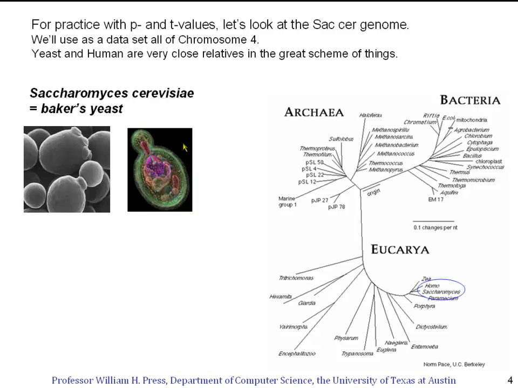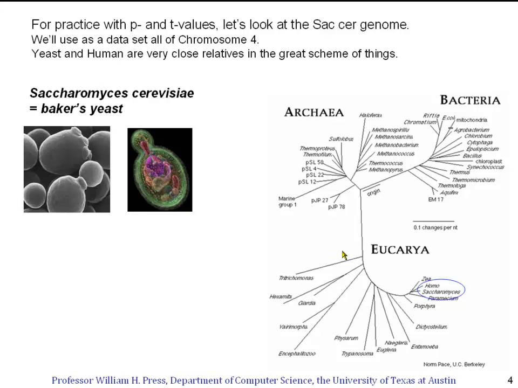Here's a little diagram showing some of the things inside. Yeast is a single-celled organism, but it's a eukaryote, just as humans are. In fact, in the great scheme of things, yeast and human are actually pretty close. This is a tree of life drawn to scale by the evolutionary distance of different organisms. And you can see that human beings are here and yeast is here, all in the eukaryotes.